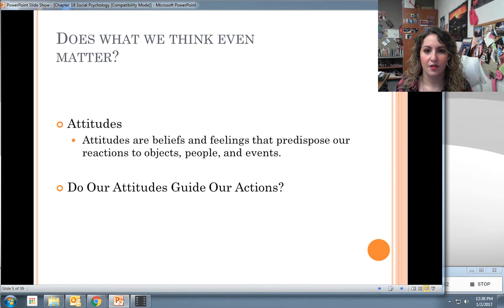So let's think of an attitude that everyone has. Not everyone, I don't want to oversimplify things, but an attitude that a lot of people have is that cheating is wrong. Cheating is wrong. And I'm just going to blanket statement cheating is wrong. So do our attitudes guide our actions? If you think cheating is wrong, does that guide your actions? Yes.